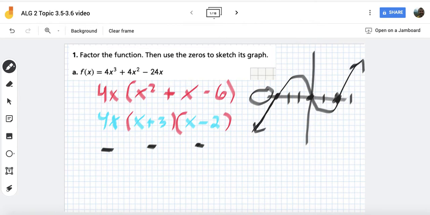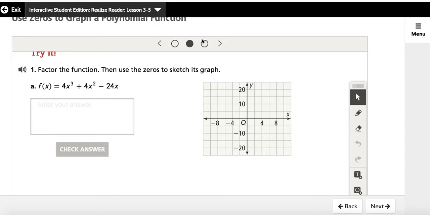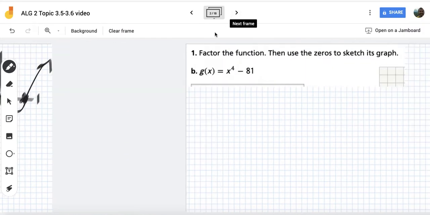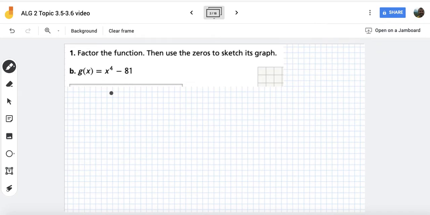And was that the only one to do, or was there another one? There was another one. All right, let's do the other one. Factor the function, then use the zeros to sketch its graph. X to the fourth minus 81. All right, x to the fourth minus 81. That looks like a special polynomial. That's the difference of squares. That breaks down into x squared minus 9 and x squared plus 9.